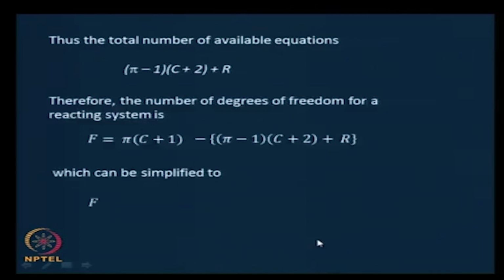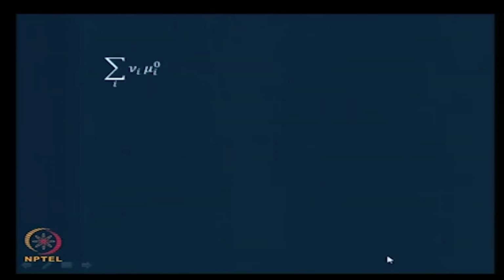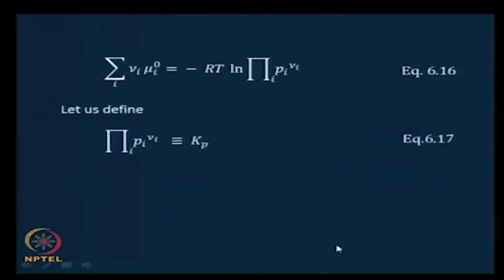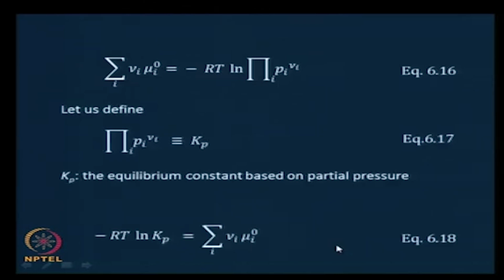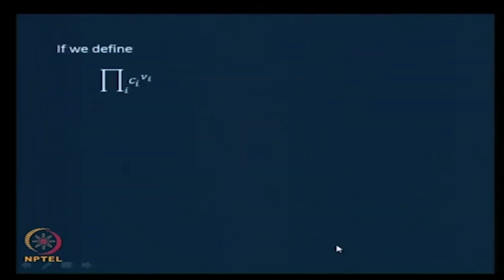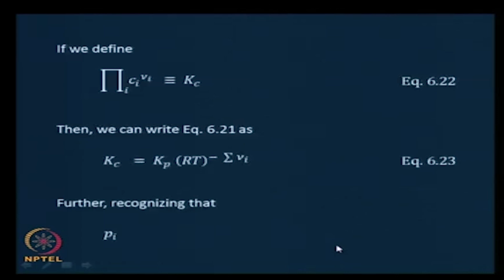For the phase rule, we just saw that the phase rule for a non-reacting system just gets modified by a minus R for a reacting system. The number of degrees of freedom reduces by the number of independent equations in that system. And then we defined the various equilibrium constants. I will let you see that on your own: Kp, Kc and Ky.